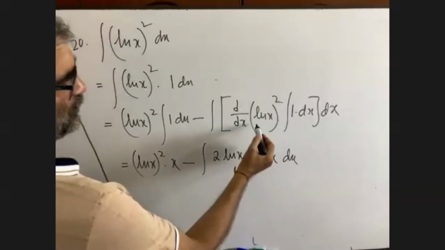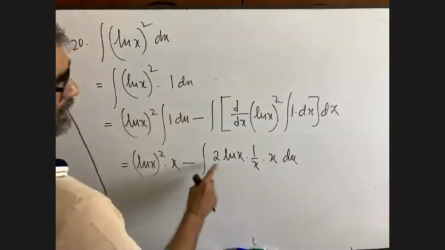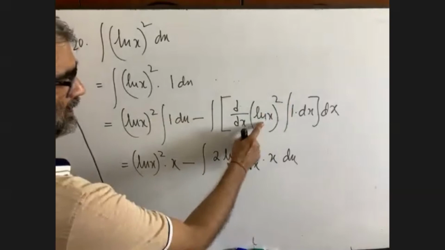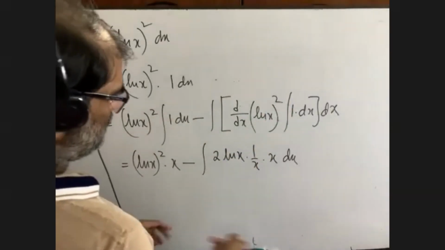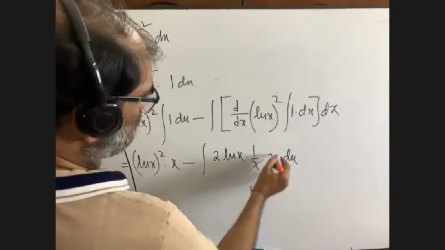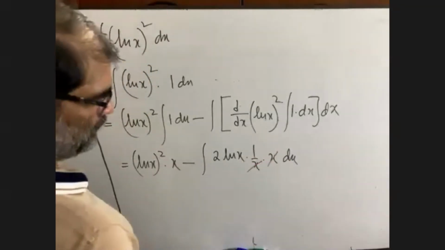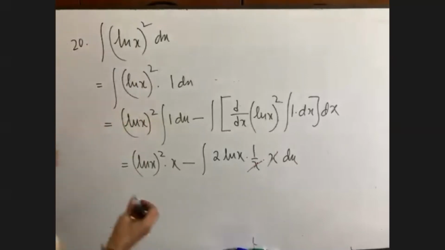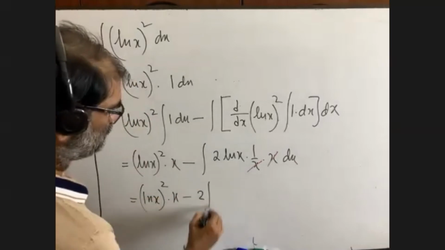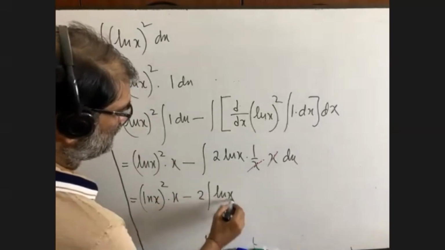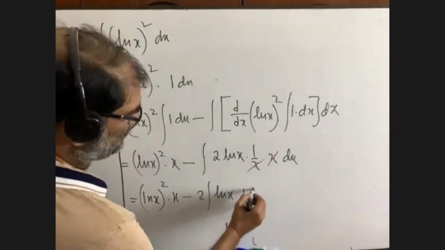What is the differentiation of (ln x) squared? It is 2 ln x, and again the derivative of ln x is 1 by x, right? So what we are getting here, actually, these x's will be omitted. Okay? Now you see ln x dot x minus 2 ln x dot 1 dx.